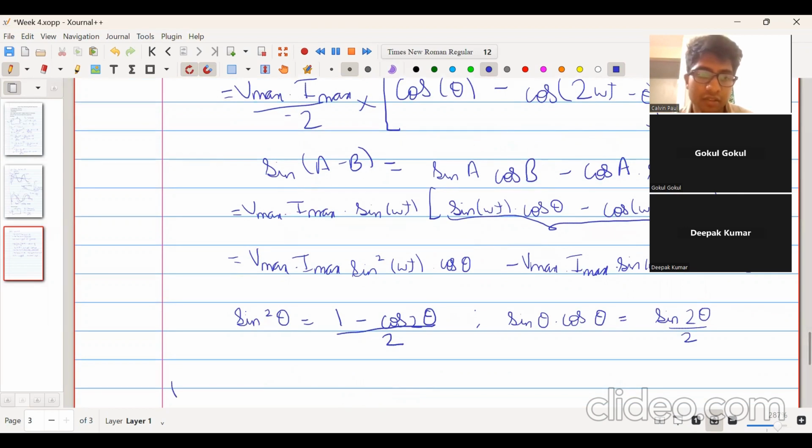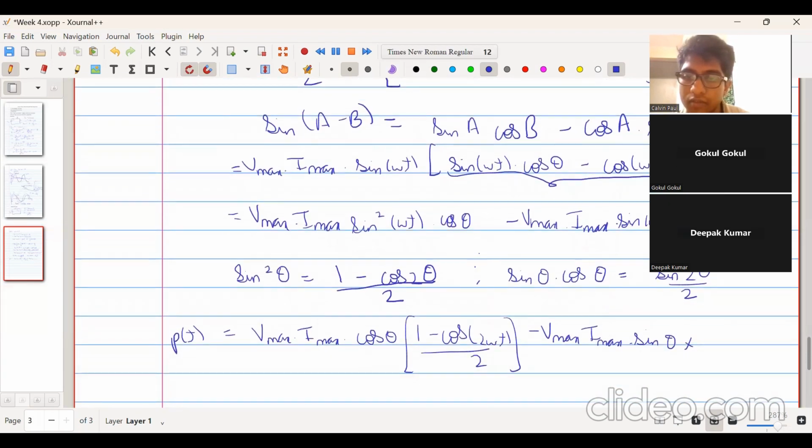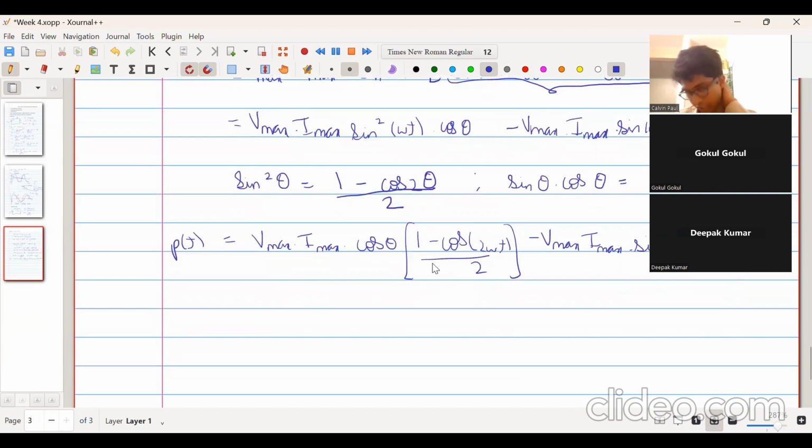So what will we write it as? P of t is actually equal to V max into I max into cos theta. So the sine square omega t, I will replace it by 1 minus cos 2 omega t upon 2. So it will be written as 1 minus cos of 2 omega t upon 2. Then minus V max I max sine theta into sine of 2 omega t upon 2. So the equation comes to be in this format.